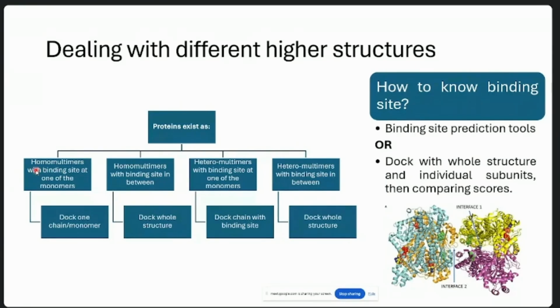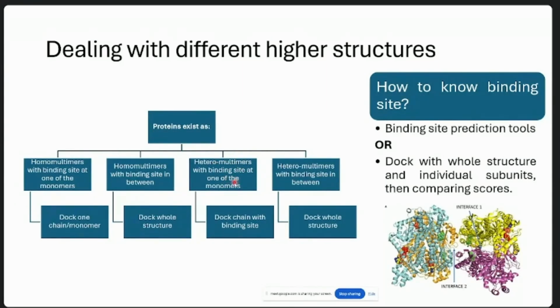Thinking logically, if we have a homomultimer with the binding site at one of the monomers, and we just want to understand how this ligand interacts with the subunit, we basically just take one of the monomers, one subunit, and we delete all of the other subunits. In the case of homomultimers with the binding site at the interface or between, we have to dock the whole structure, because it could be something in between. It's neither completely for subunit 1 or subunit 2. As you can see here, we could have this kind of interface, and the molecule can bind here, for example, not here or just here.